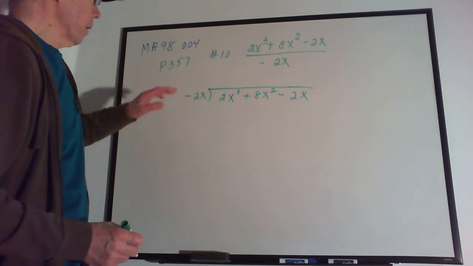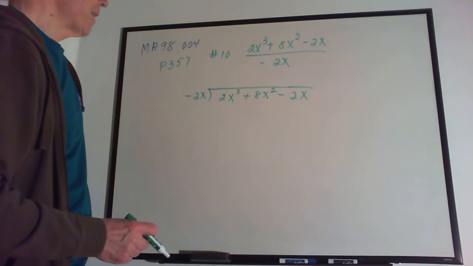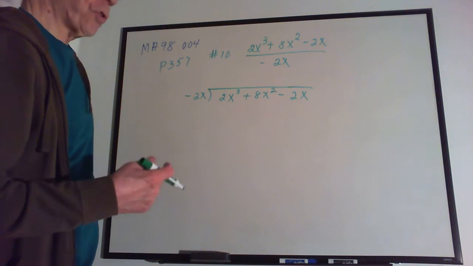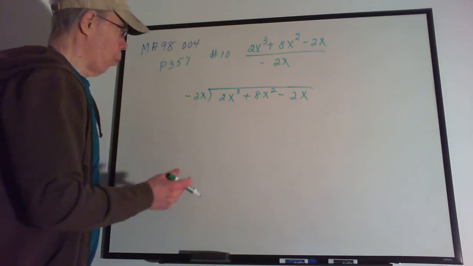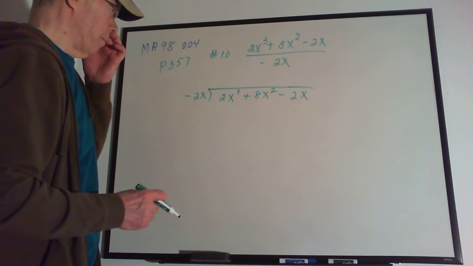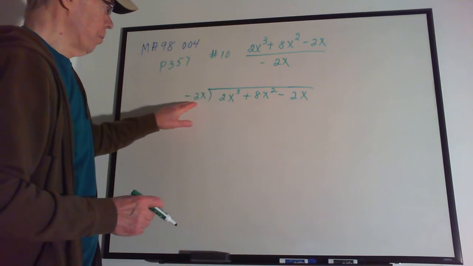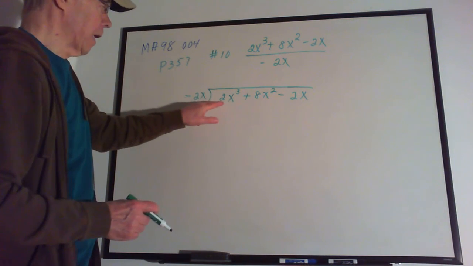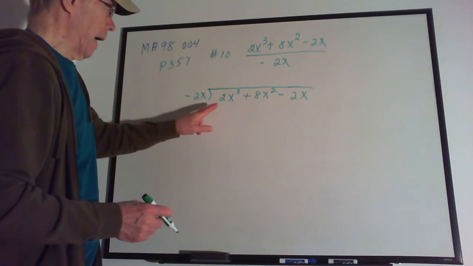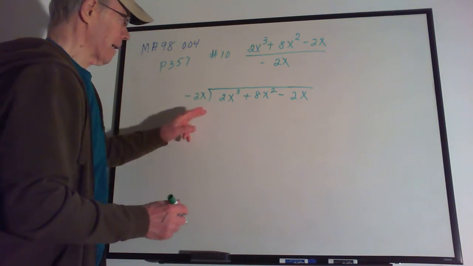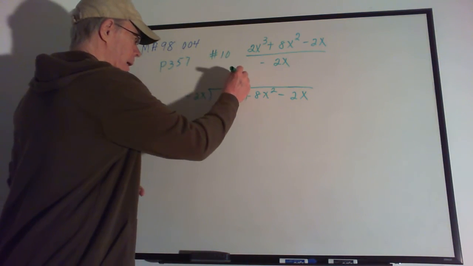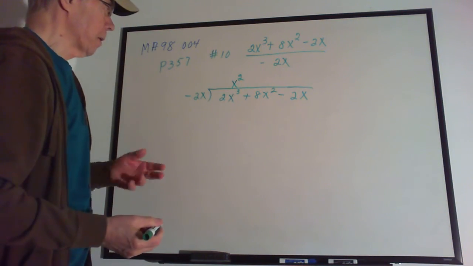All right, now we're going to look at page 357, number 10. It's a division problem. There are two ways of doing it. One is the long division method. So you divide 2x cubed by 2x. 2 divided by 2 is 1. X cubed divided by x is going to be x squared, because you're going to subtract your exponent.